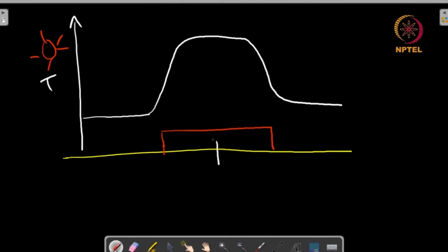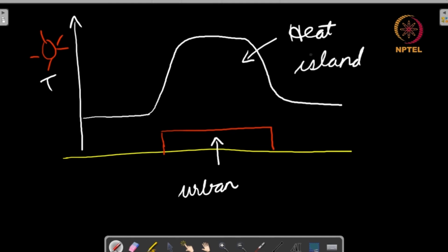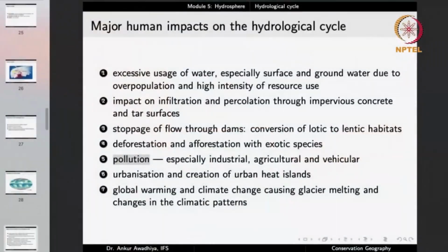Urban because it is being created through urbanization. Heat because the temperatures are high. And island because this is an anomaly of high temperature that is surrounded by areas that are having a lesser temperature. Now when we create these urban heat islands, we also disrupt the hydrological cycle.